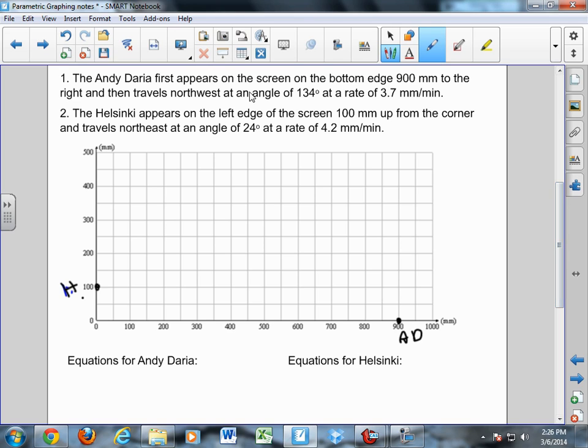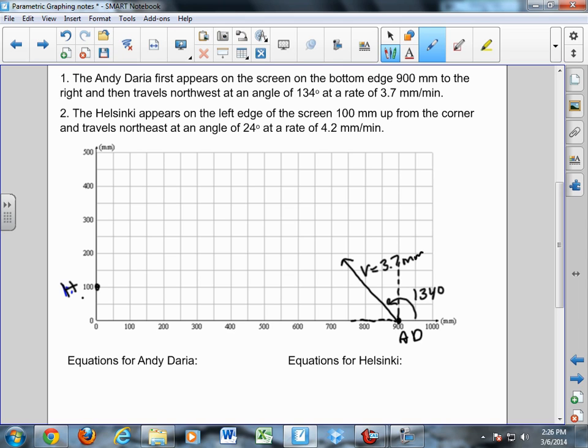The Andy Adaria travels northwest at an angle of 134 degrees at a rate of 3.7 millimeters per minute. So if I think, well, this is straight north, this is 90 degrees, and this is straight west, 180 degrees, 135 degrees would be halfway between 90 and 180, almost exactly in the middle, but this would be 134 degrees. And then our initial velocity is 3.7 millimeters per minute.